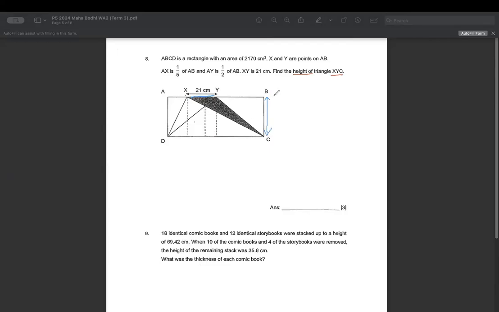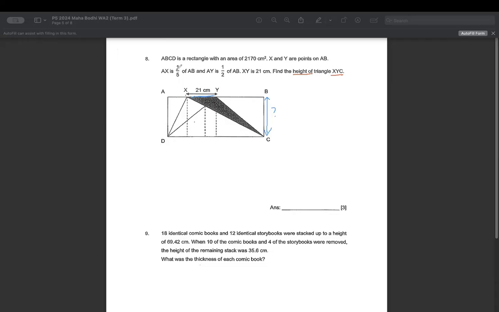So actually the height of the triangle is just asking you for the breadth of the rectangle. To find the breadth of the rectangle, we have to go back and look at all these comparisons first. Let's look at the first comparison. We have AX is 1/5 of AB.